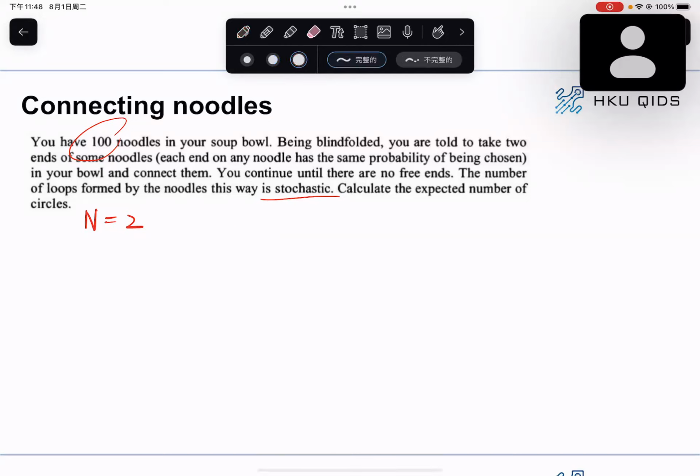Oh, sorry. So let's start with the most simple case, okay? The most simple case is n equal to 1. Then of course there is only one way to do that. And how about n equal to 2?